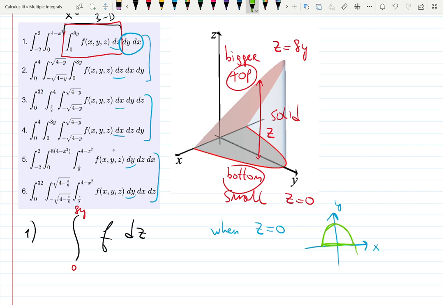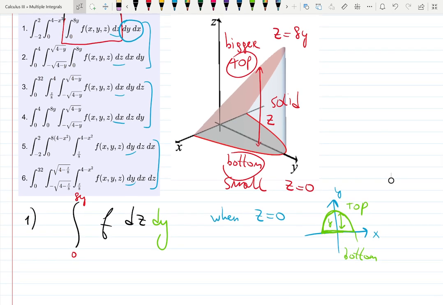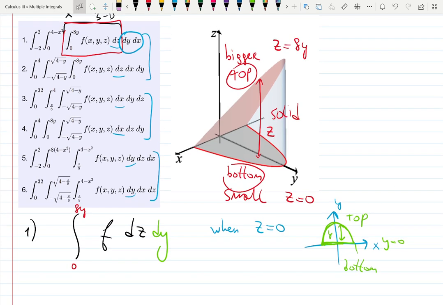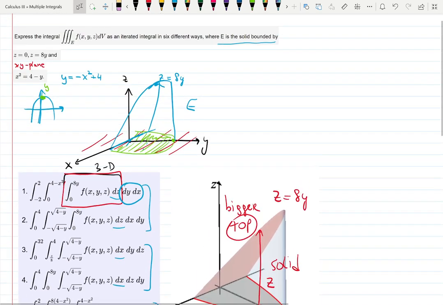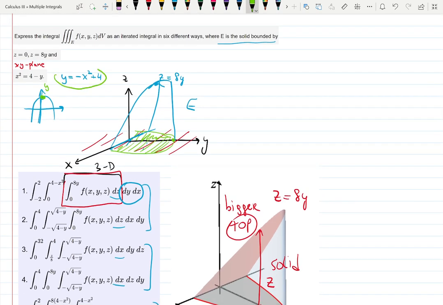Now you choose if you want to do dy first, like in number 1, then y will be from a function to a function. Again, top and bottom. This is my y, changing from the lower function to the higher function. What is the function at the bottom? That is the function y equals 0. What is the function at the top? That is the function given over here.